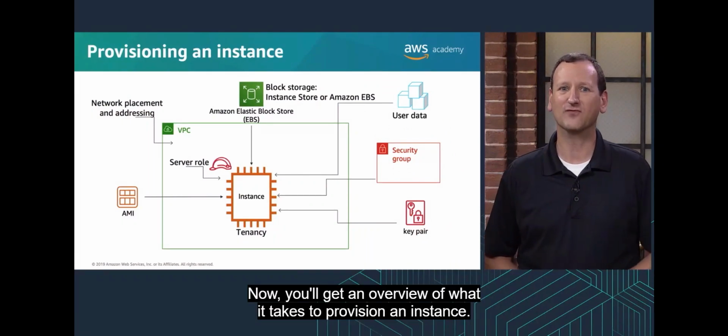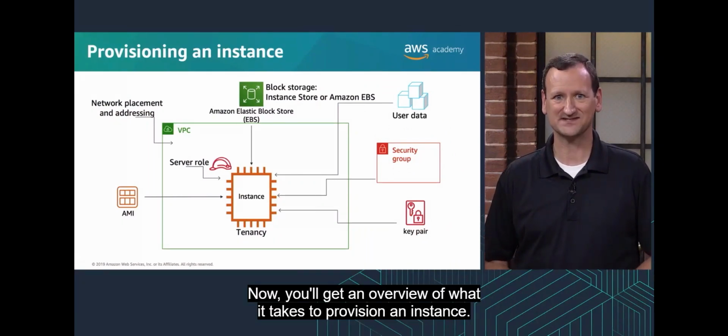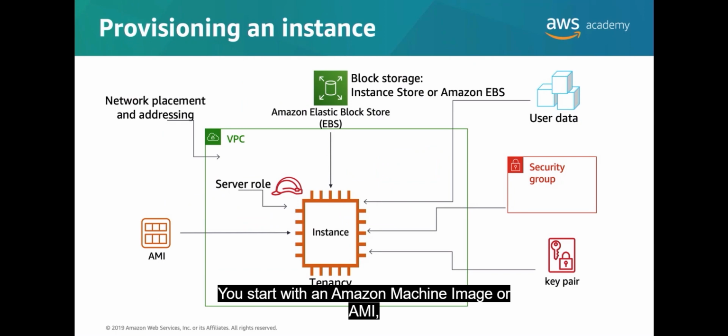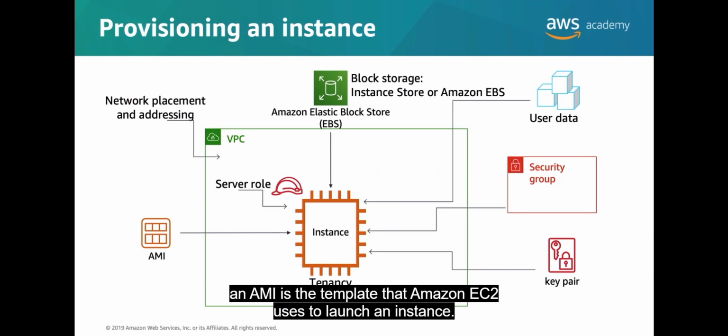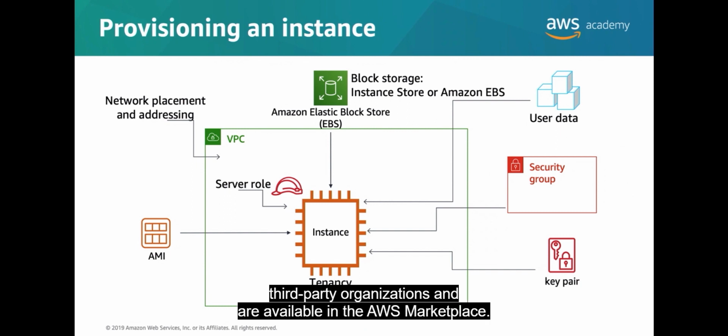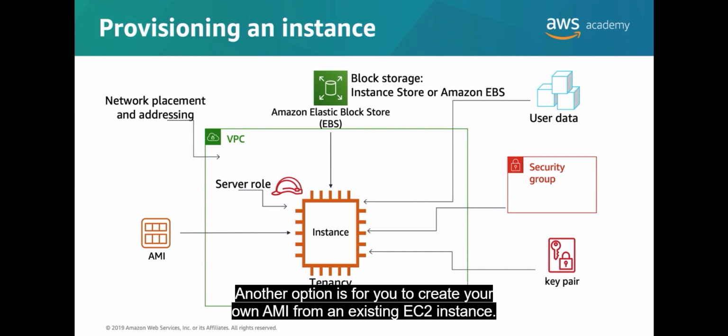Now you'll get an overview of what it takes to provision an instance. You start with an Amazon Machine Image, or AMI. An AMI is the template that Amazon EC2 uses to launch an instance. Some AMIs are provided by AWS. Other AMIs are created by third-party organizations and are available in the AWS Marketplace. Another option is for you to create your own AMI from an existing EC2 instance.